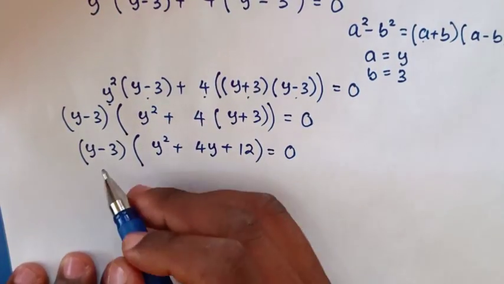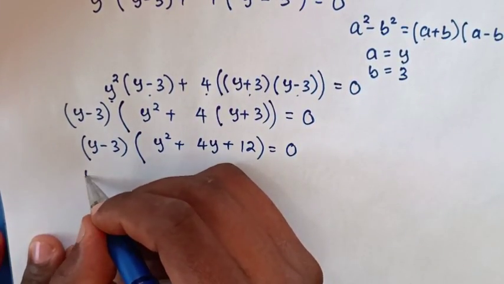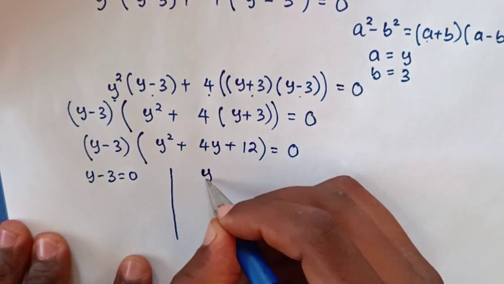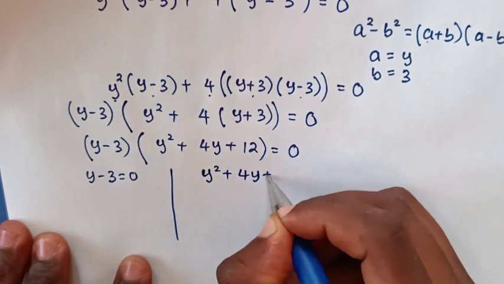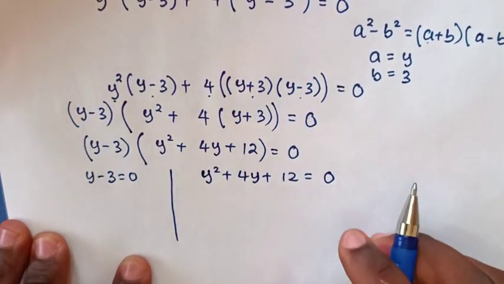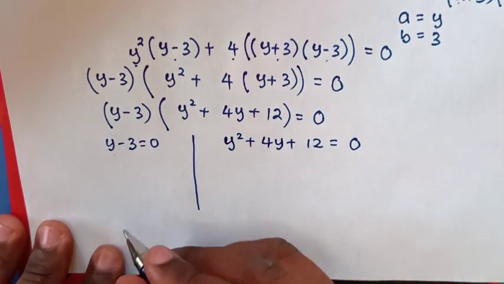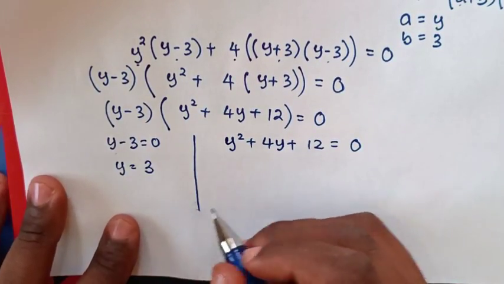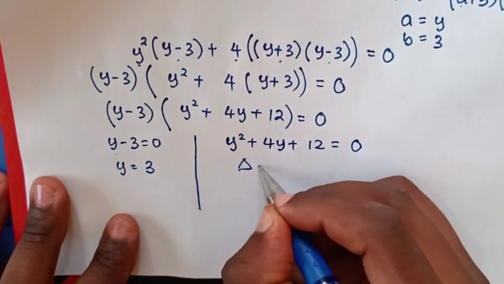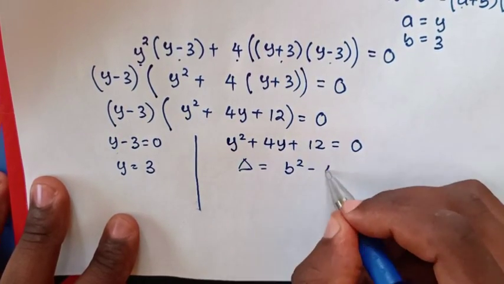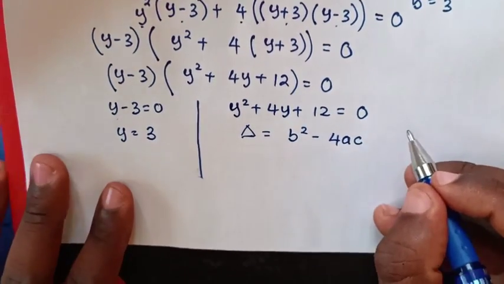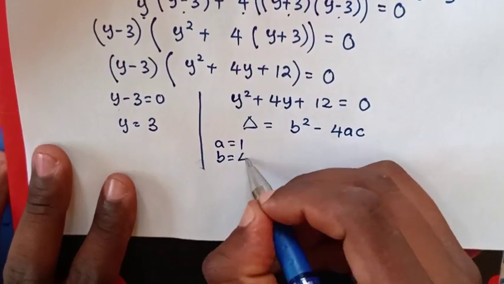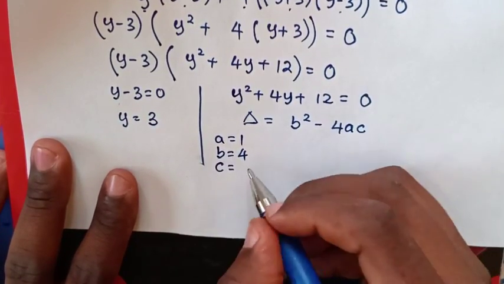Then in the next step, from here we have two cases: one where y − 3 is equal to 0, and another case, y² + 4y + 12 is equal to 0. To solve the first case, we take negative 3 to the right side, so y is equal to 3. To solve the second case, we apply the discriminant formula, which is b² − 4ac, where a is equal to 1, b is equal to 4, and c is equal to 12.